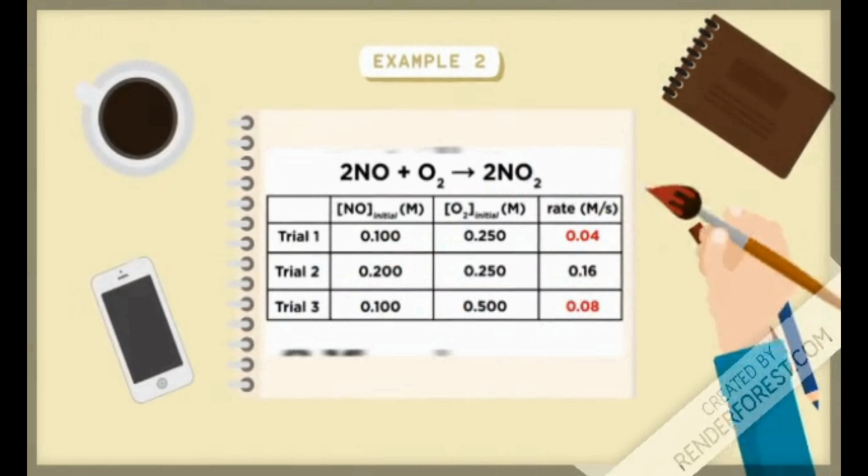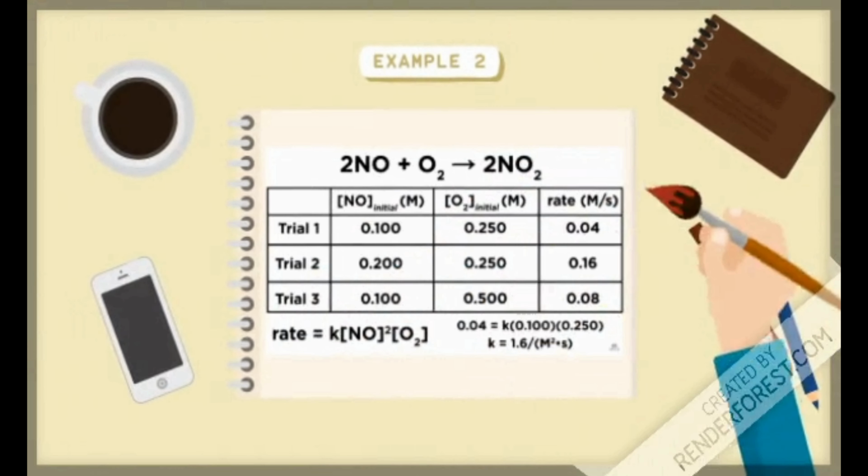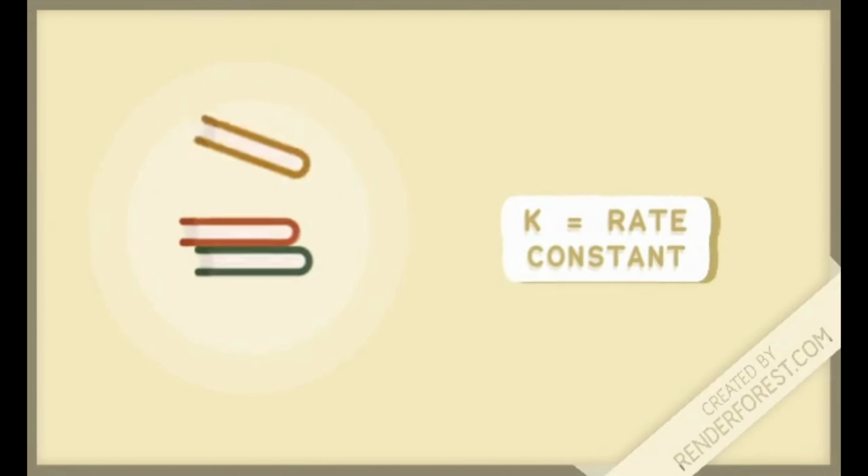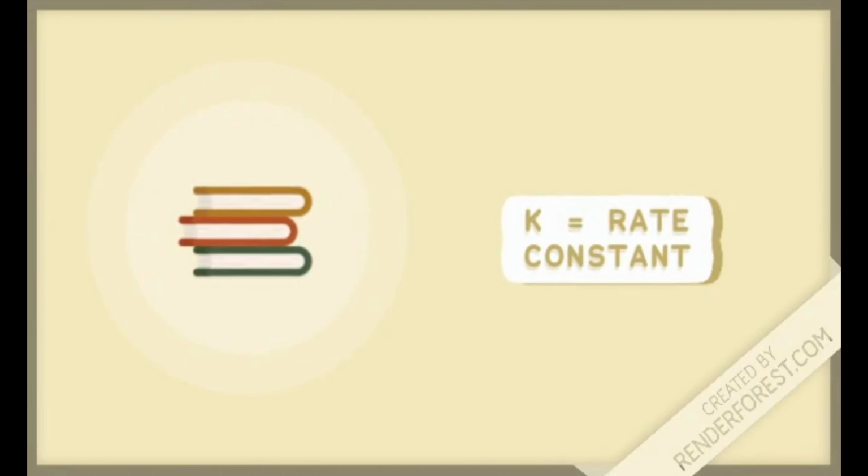Also, from the rate data, we can calculate the rate constant by just plugging in the rate and concentrations from any of the trials and solving for k. While we are discussing the rate constant, we should understand that the units on it are specific to the overall reaction order. This is because they must cancel out the concentration units to give molarity per second, which are units that make sense for the rate.